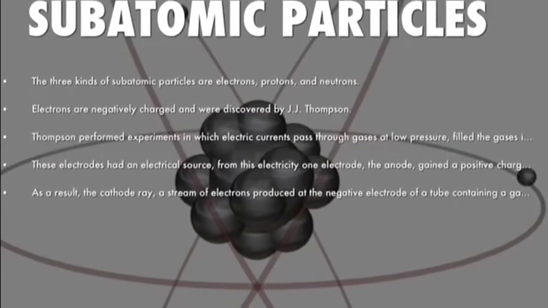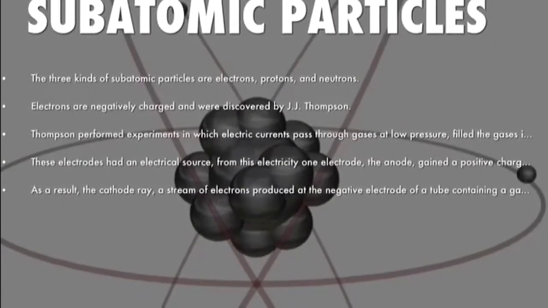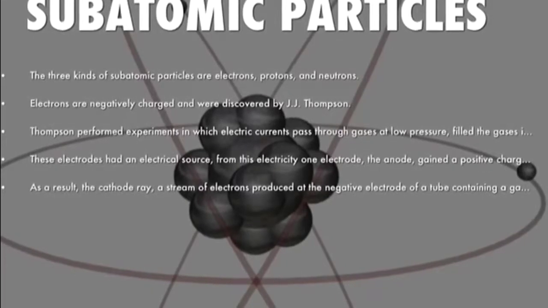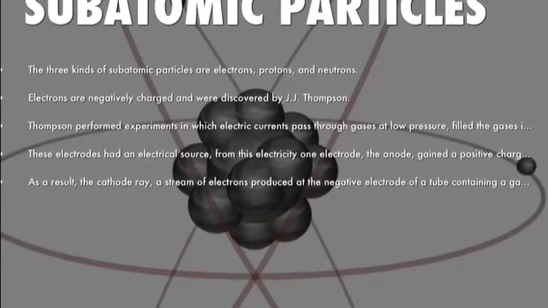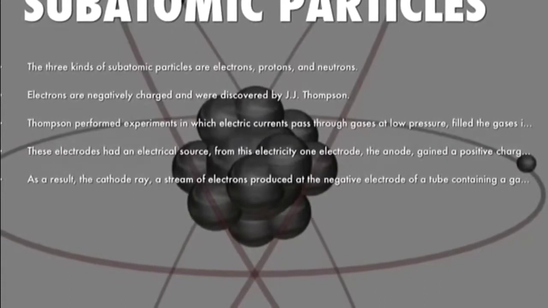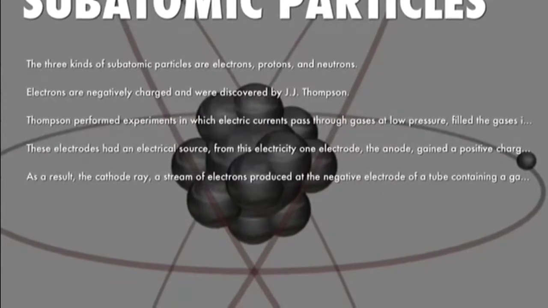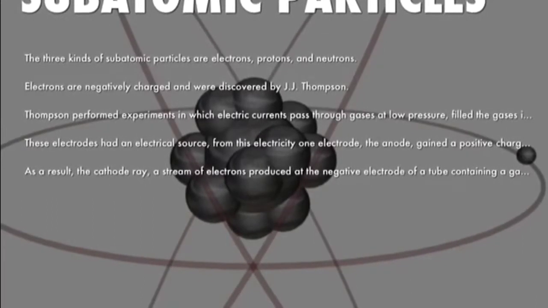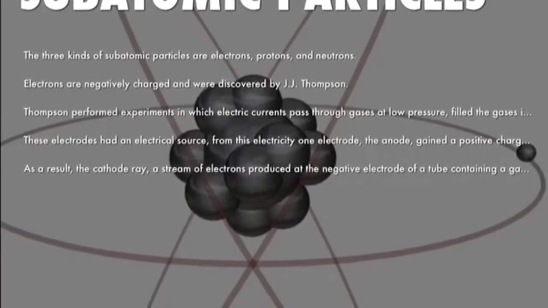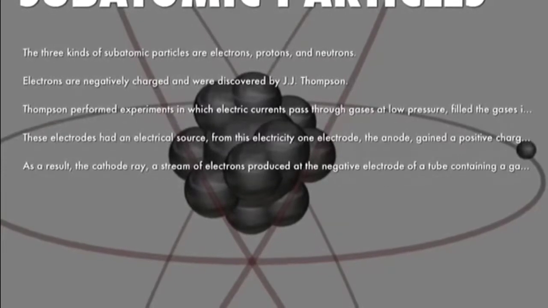Subatomic particles. The three kinds of subatomic particles are electrons, protons, and neutrons. Electrons are negatively charged and were discovered by J.J. Thomson. Thomson performed experiments in which electric currents passed through gases at low pressure, filled in a glass tube and closed with metal discs called electrodes. These electrodes had an electrical source.